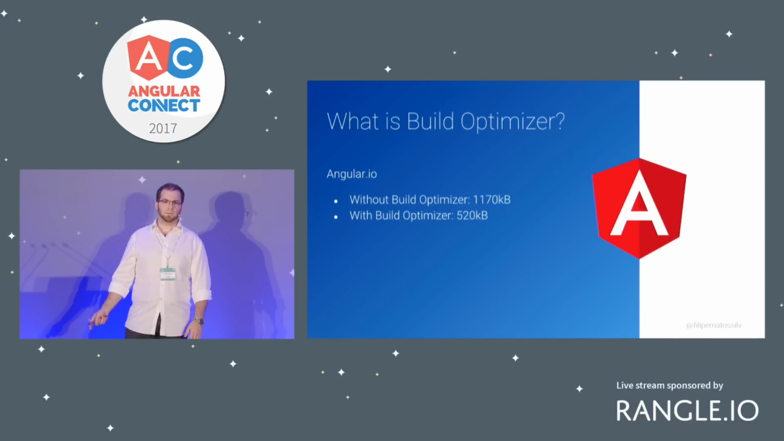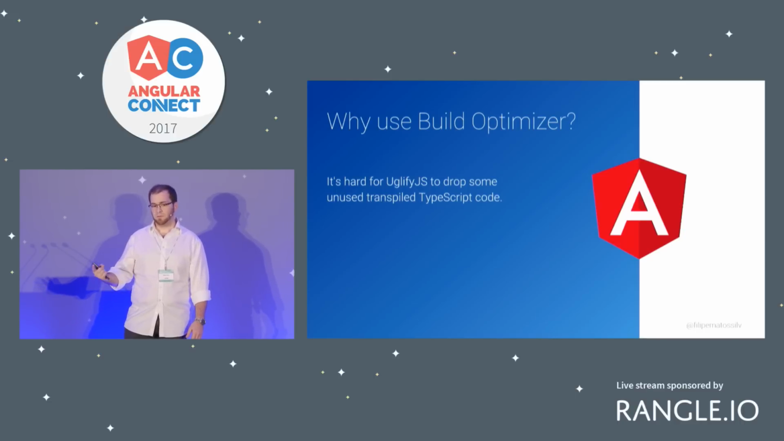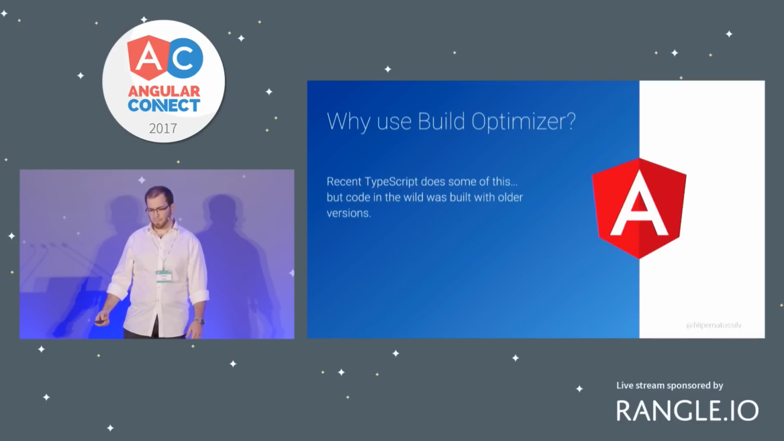But why do we need Build Optimizer? Shouldn't Uglify already take care of this? Well, the answer is that transpiled TypeScript code, sometimes it's hard for Uglify to actually drop statements out of. But we know more than Uglify in this case. We know that we're looking for transpiled Angular apps that were built using AOT. So we know what to look for here. We're looking for transpiled classes, we're looking for enums, we're looking for decorators, and we're looking for TypeScript helpers.